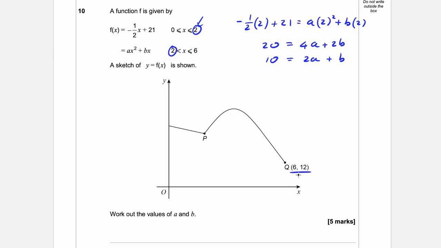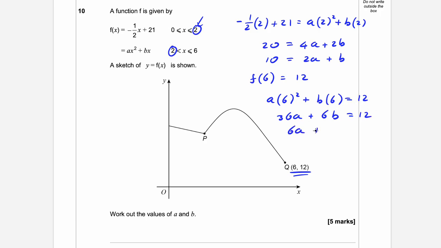I have this point that I haven't used, so I can just sub this into the quadratic. So f of 6 equals 12. That means when I sub in 6 in here, a times 6 squared plus b times 6 must equal 12. 36a plus 6b equals 12. Divide everything by 6. This gives me 6a plus b equals 2.